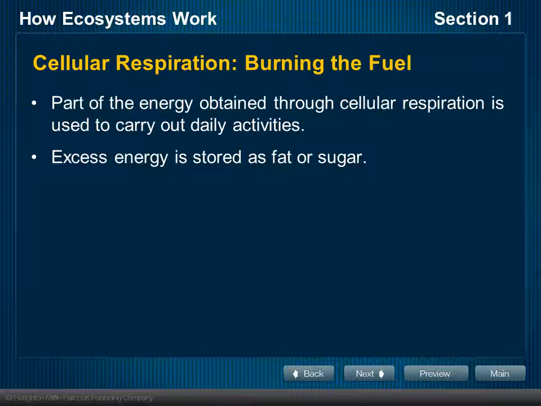But very often, sometimes on purpose, if you look at different animals, in particular different animals in the season and time of the year, sometimes not on purpose, if you look specifically at humans, there's excess energy. There's energy that is not being used by the cell, and the body and the physiology of the organism has a way to store that energy. In particular, that energy is usually stored as fat or as sugar somewhere within the body.